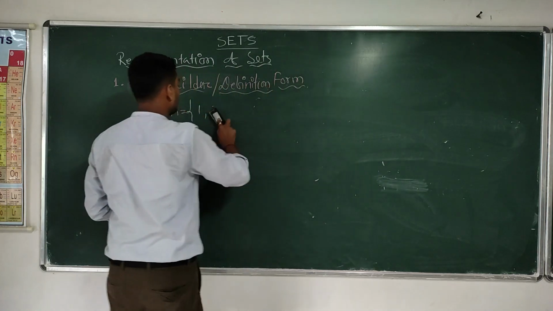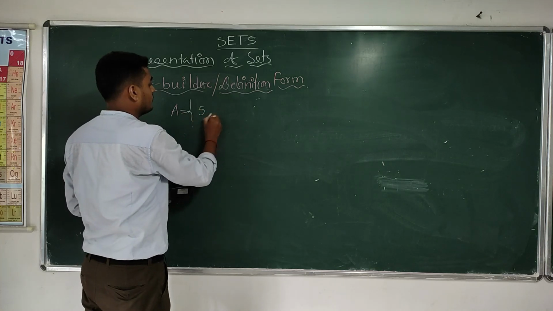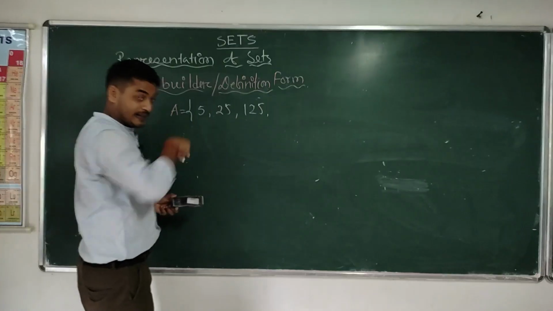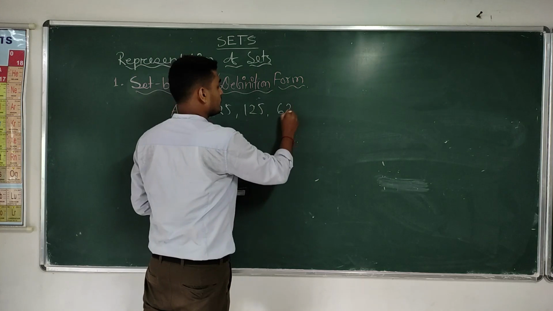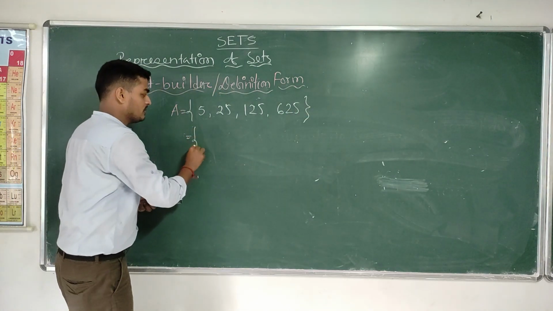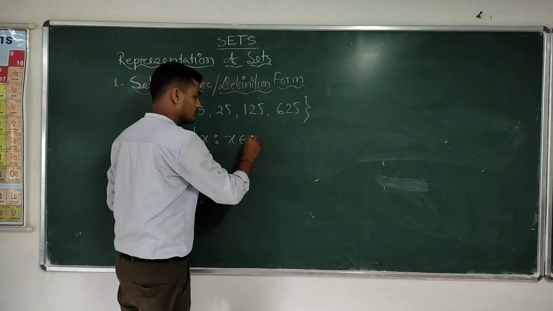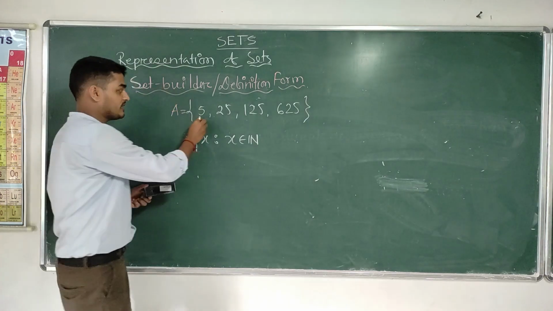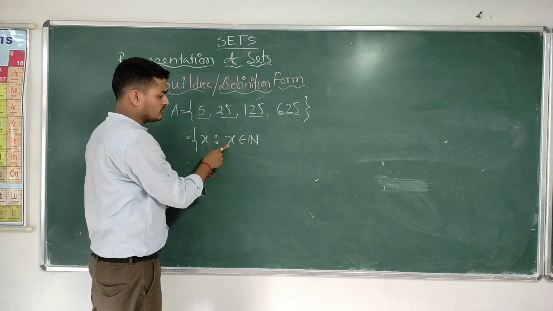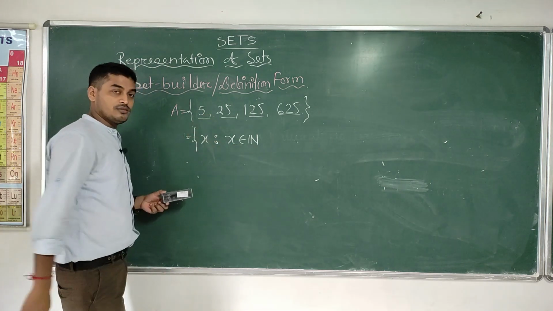Let us consider another example, it will be helpful for us. For example, 5, 25, 125, correct? 625, like that also. First of all, very simple: x such that x is a natural number. These are all natural numbers. To represent all the four elements I have considered x, and what is x? x is a natural number, it is known to you. These are natural numbers, counting numbers.